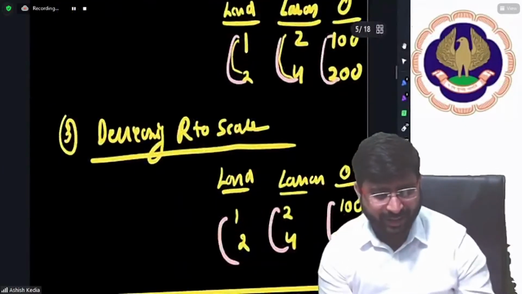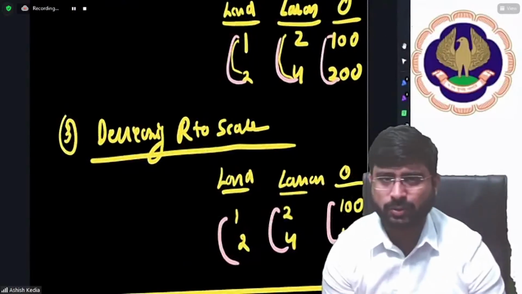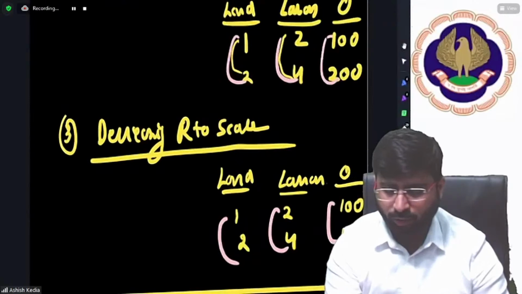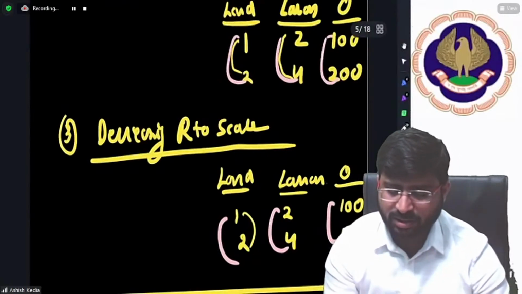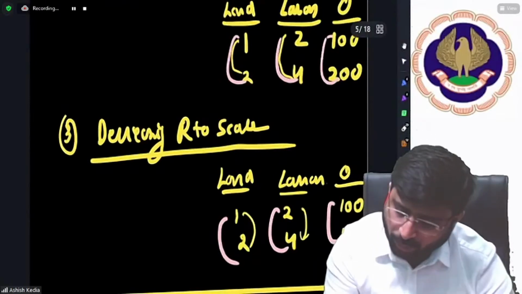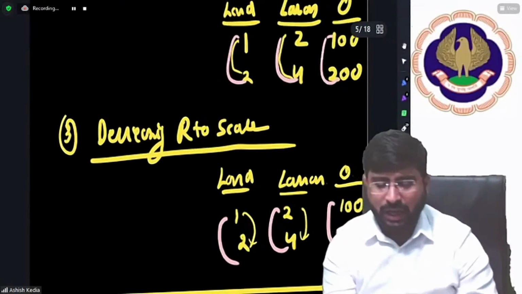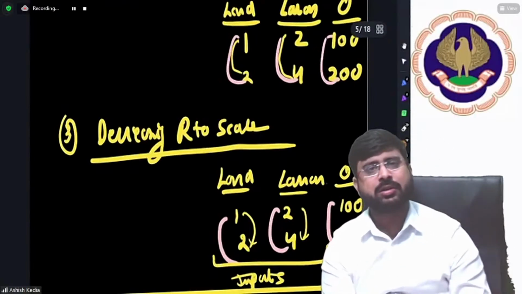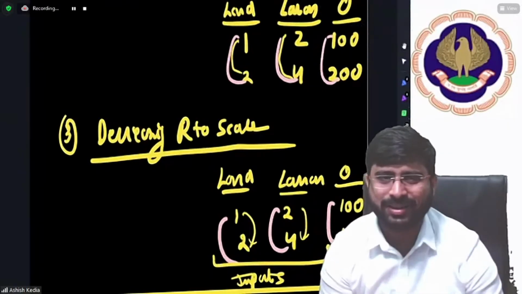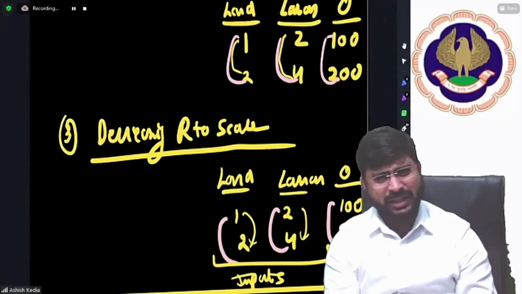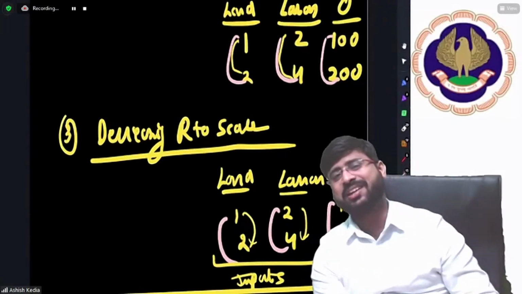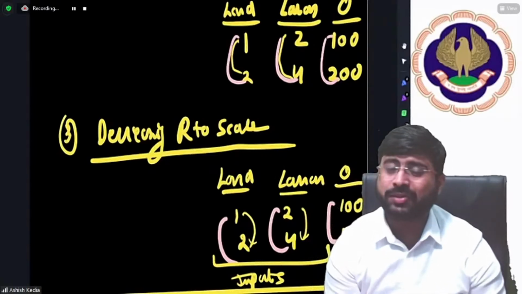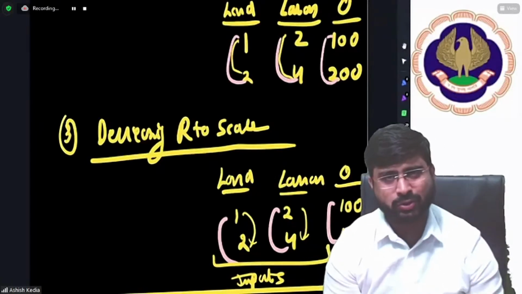And finally, decreasing returns to scale. Here output will increase, but at a lesser pace. For example, land is doubled from 1 to 2, labor is doubled from 2 to 4. So both the inputs are doubled. But you see, output is less than double. Yes, output has increased, but it is less than double. That, my dear friends, is called decreasing returns to scale.